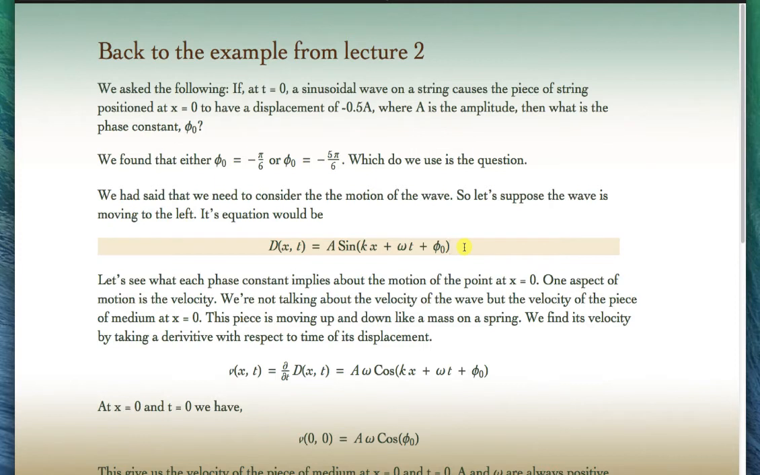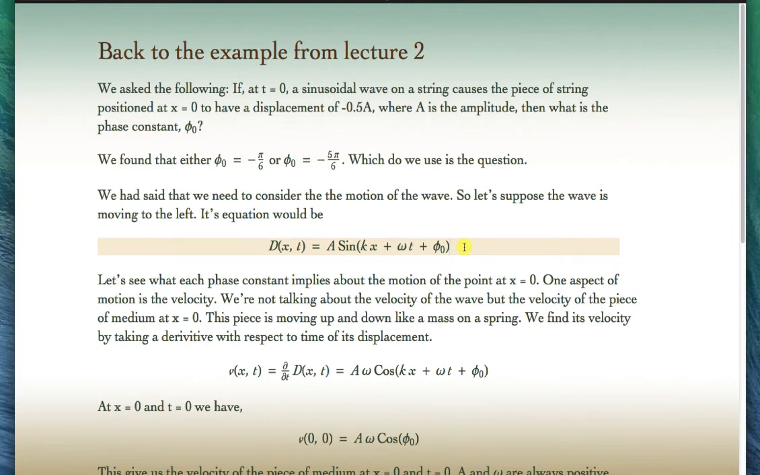And remember that this phase constant is telling us about the position of the point of the medium at x equals 0 at t equals 0. But it isn't necessarily telling us about the motion of that point. So we have to think about velocity. And we're not talking about velocity of the wave necessarily. That's incorporated into this equation because we know the wavelength and the frequency. What we're talking about is the velocity of that point in the medium at x equals 0.